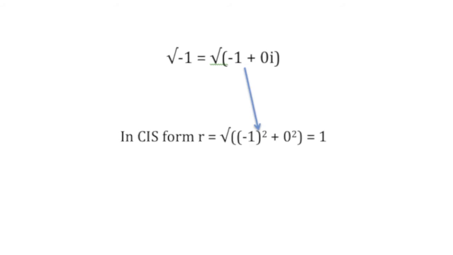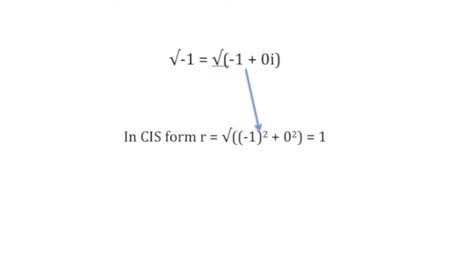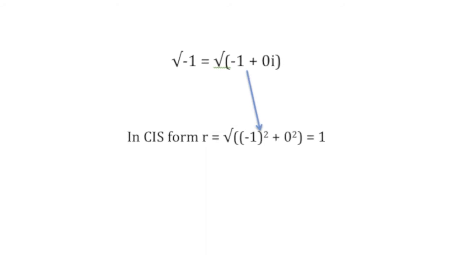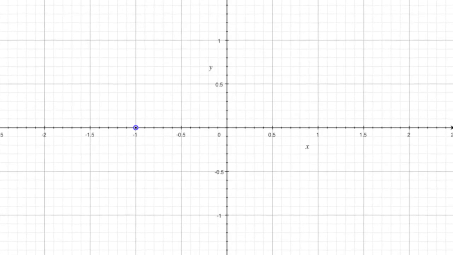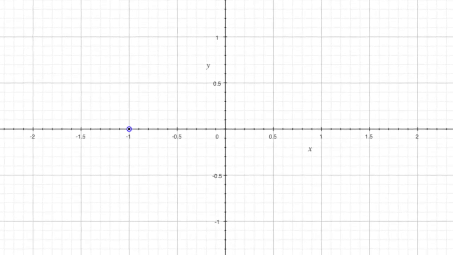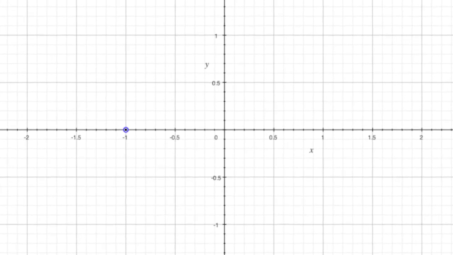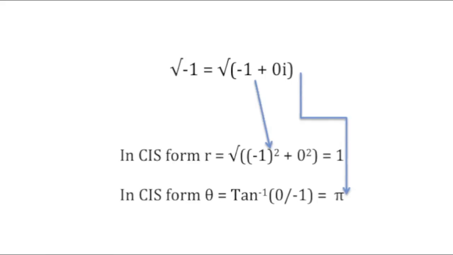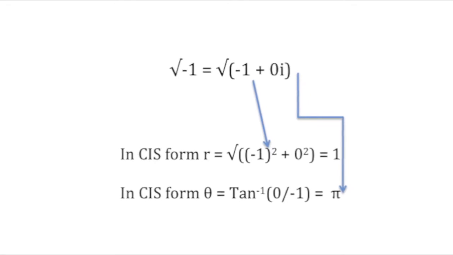That gives us really two possible options. Where is tangent 0? We know tangent is 0 at 0 degrees and at 180 degrees. But we actually have to figure out which one it is. If we graph -1 plus 0i on the complex plane, we find that, hey, that doesn't look like 0 degrees to me. That looks like 180. So we'll put pi, because pi radians is the same thing as 180 degrees.